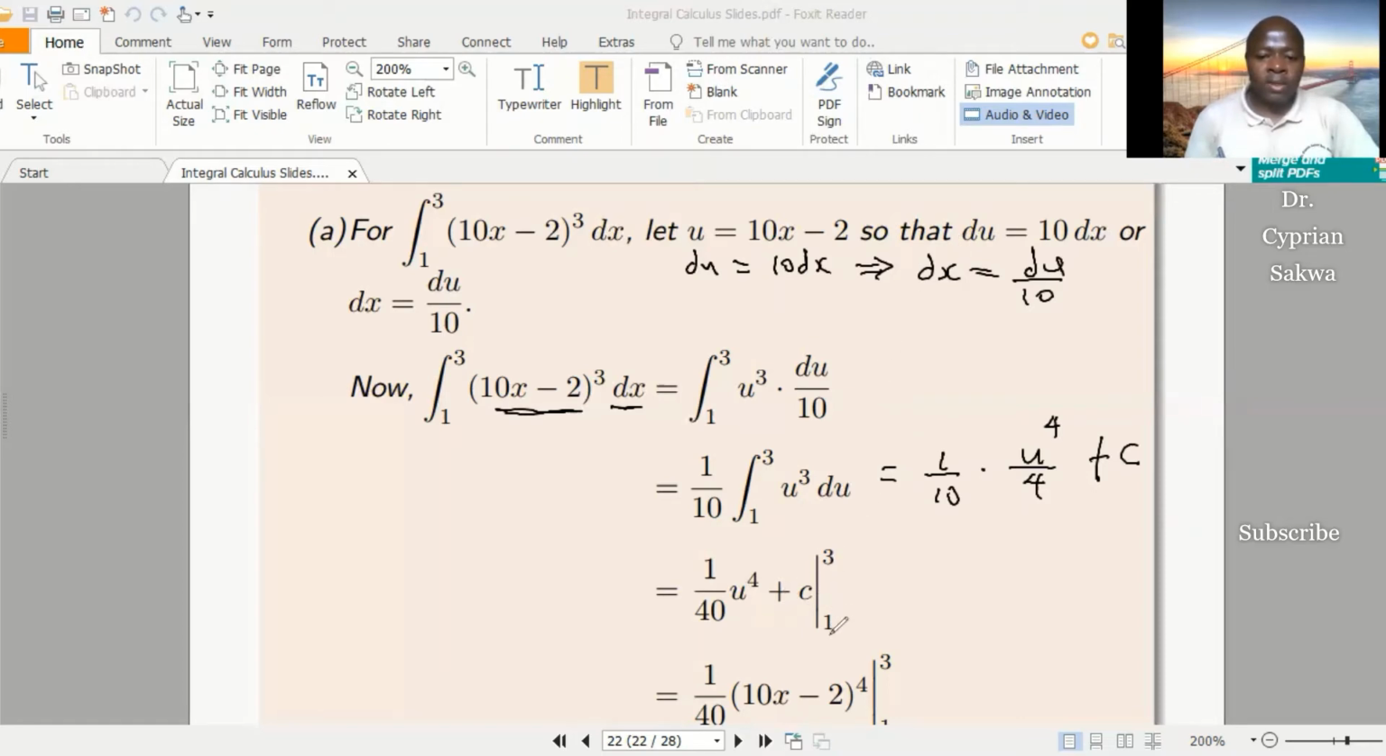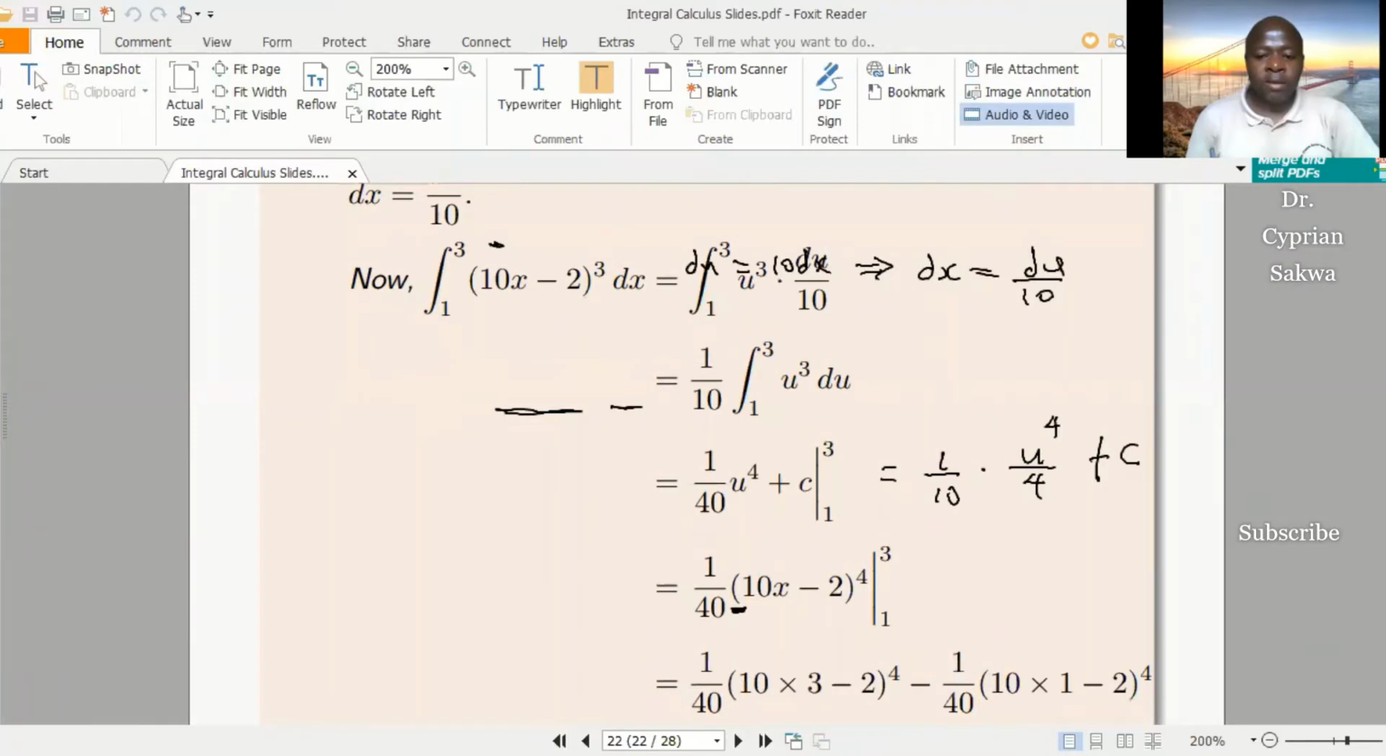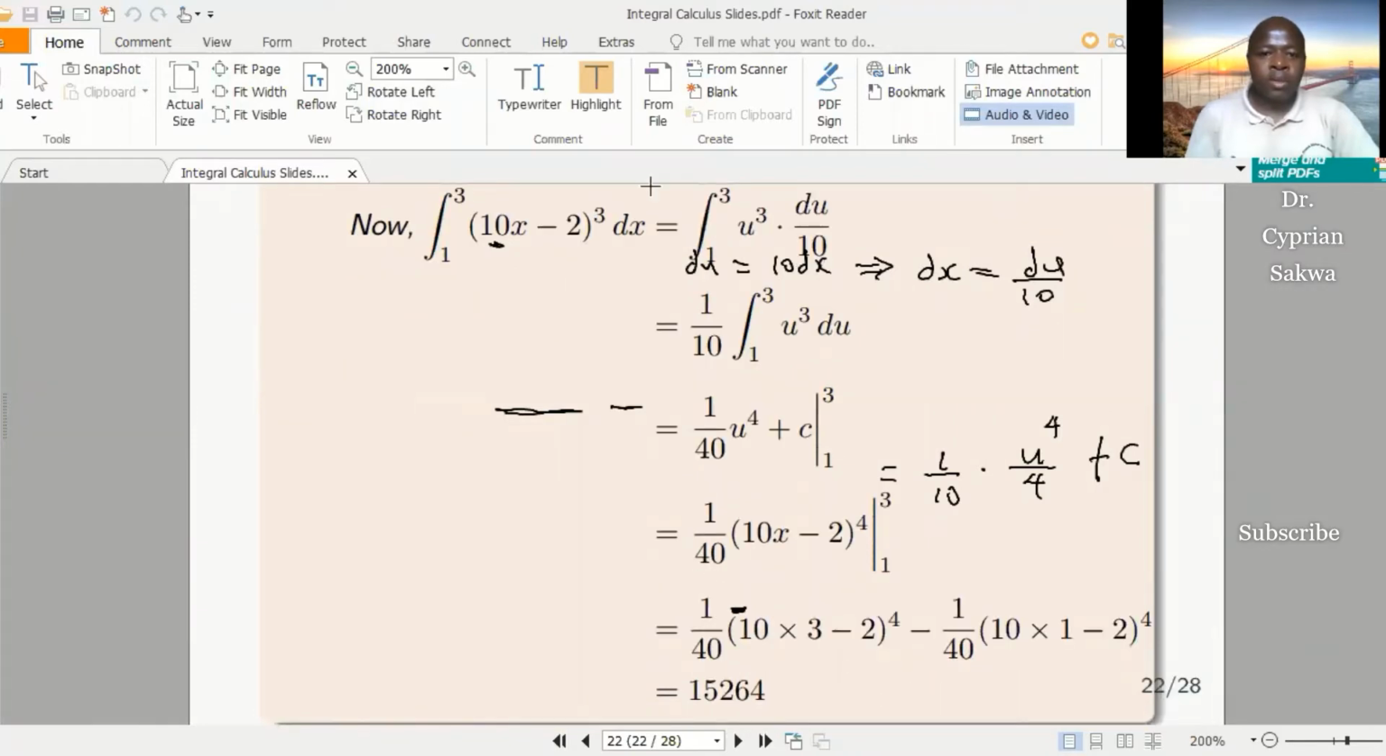Now, we cannot substitute our limits at this point because we have u, which was not in the question. These limits are for the variable x, not for the variable u. So that means that you must bring back your u. Your u was 10x minus 2. So that's what I did: 1 out of 40 into bracket 10x minus 2 raised to 4. The limits are from 1 to 3. Then it's now time for us to put our limits. We are now putting our limits.